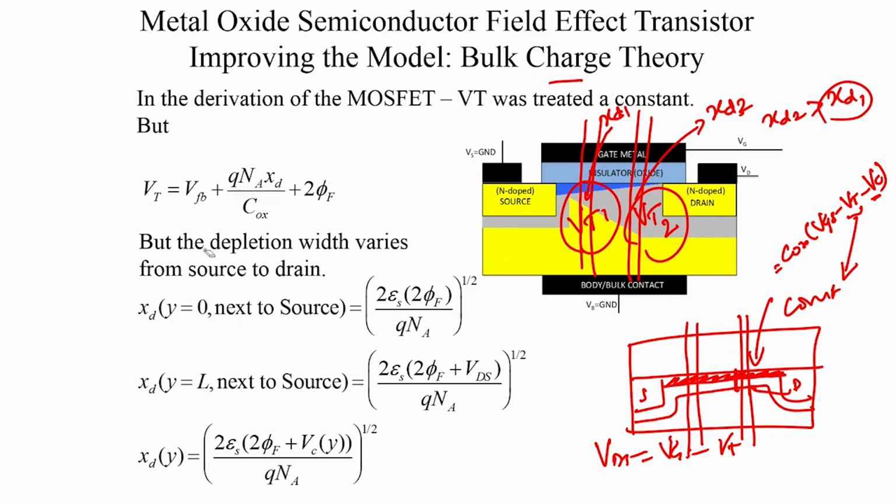So, the Vt has 3 milestones: you first reach the flat band voltage, and then you add Q depletion by Cox, you deplete the region, and then you bring the surface potential equal to 2 phi f.